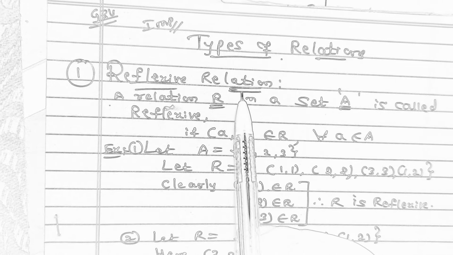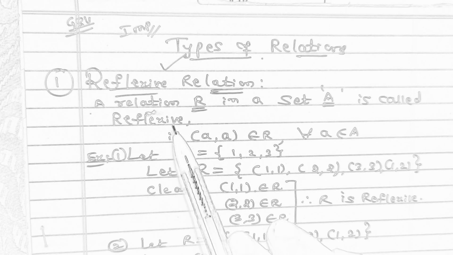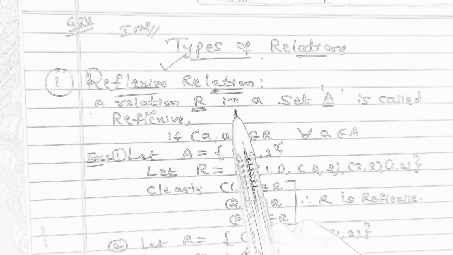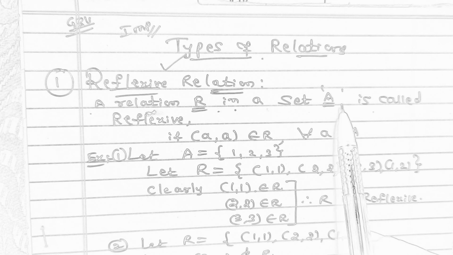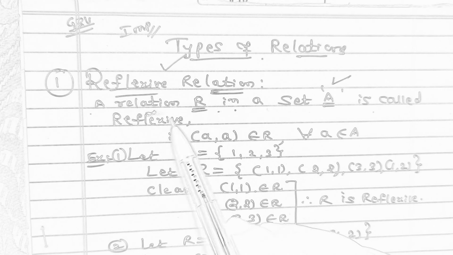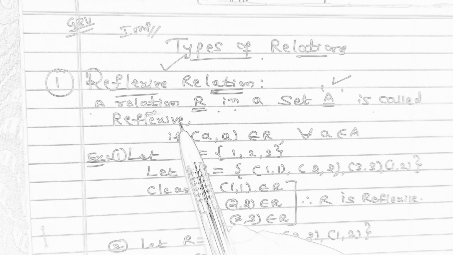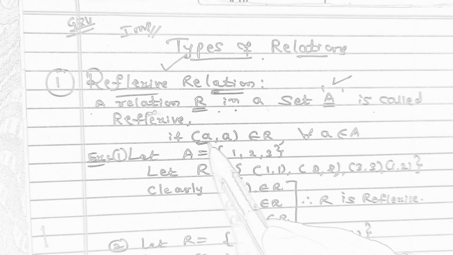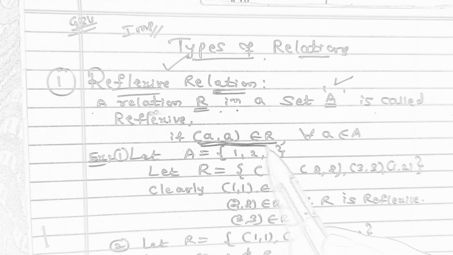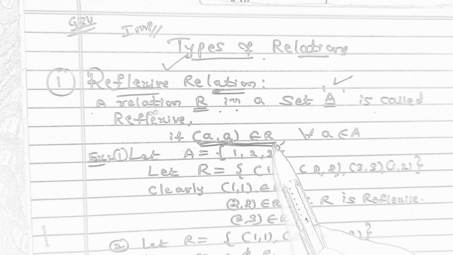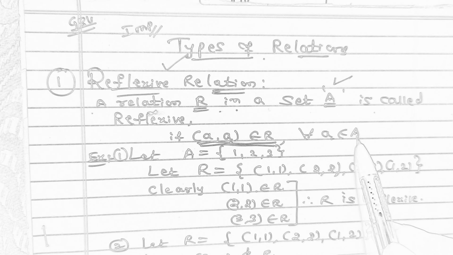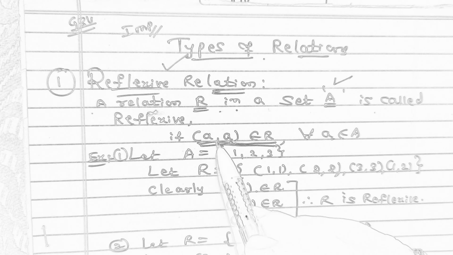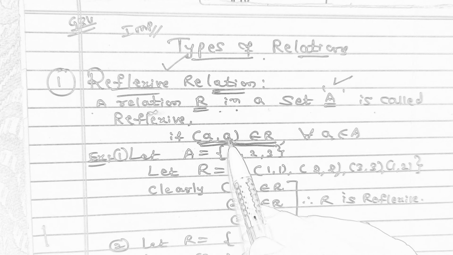Reflexive relation. What is the meaning of reflexive relation? A relation R, capital R, in a set A. So as we know, we need a set here. A relation R in a set A is called reflexive if you see ordered pair (a, a) belongs to R for all the elements of the set A. So here reflexive means an element is related to itself.